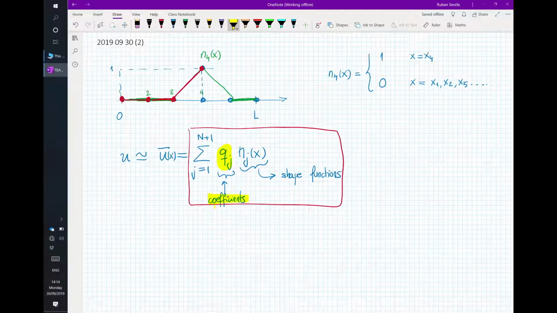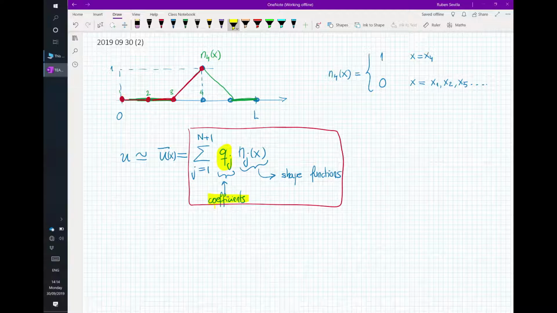If I put the points, the shape functions are known. They are like this. Okay? The only thing I need to do is decide how many points and where these points are. But this is a choice. I can make it. Everybody agrees? Yeah?